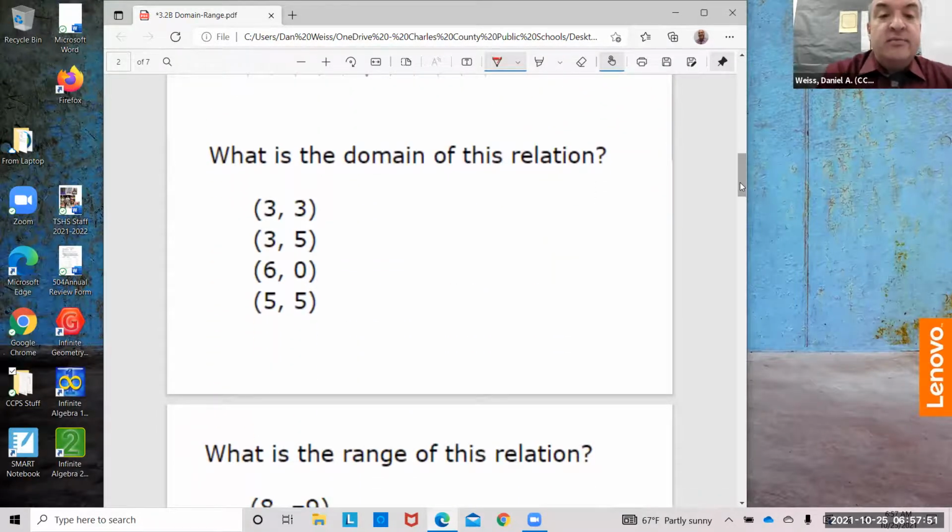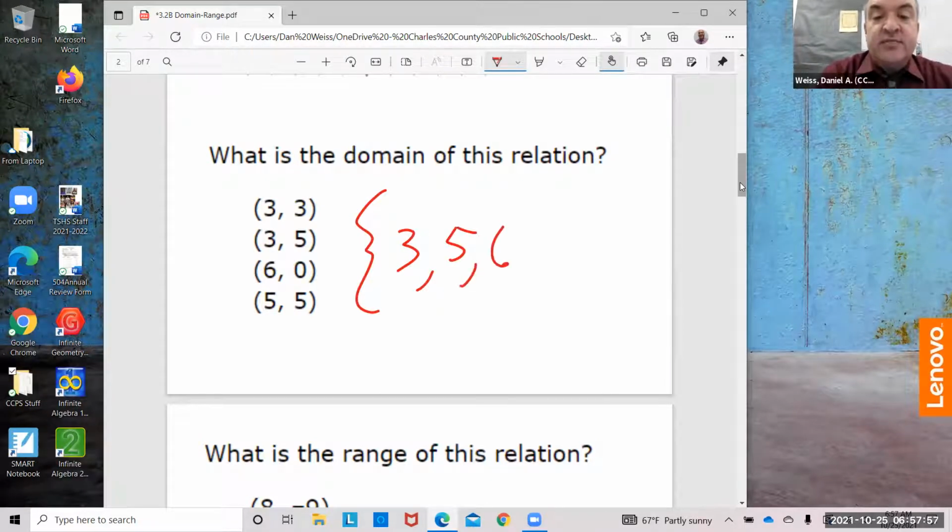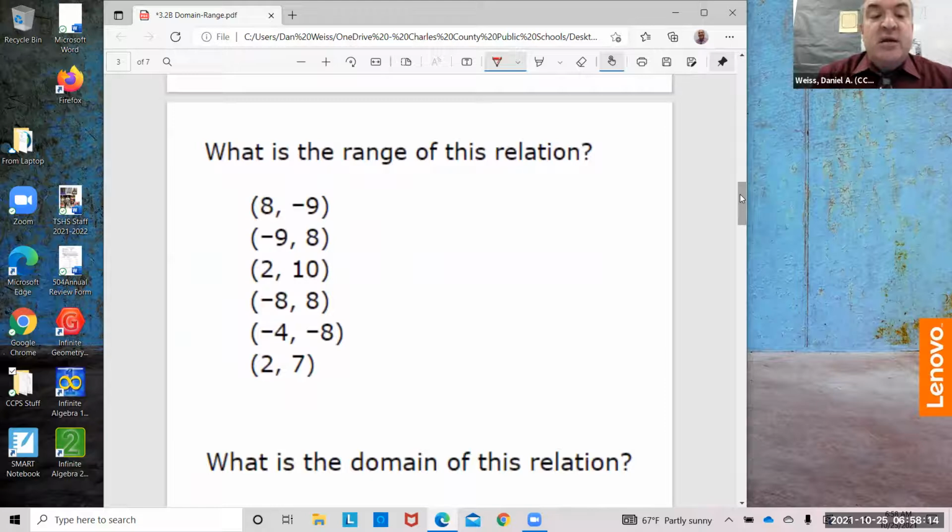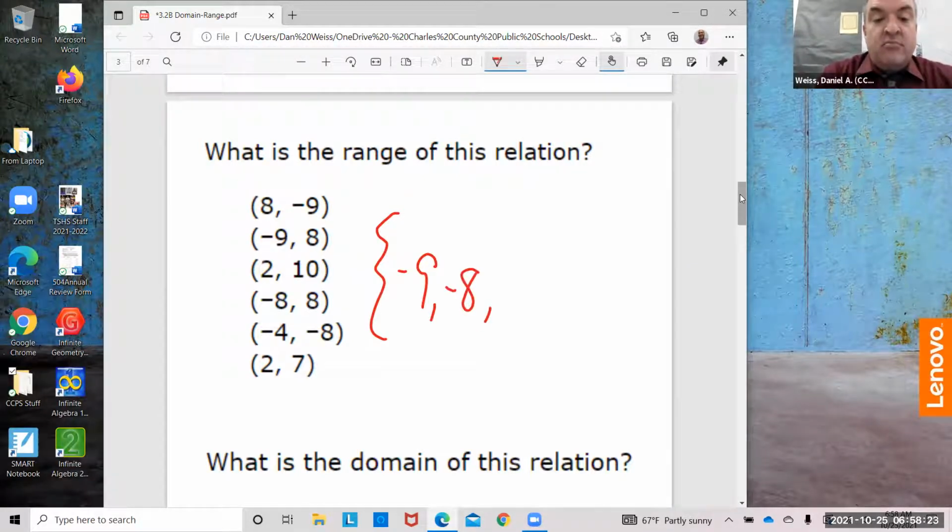What's the domain here? 3, 5, 6. Please write your answer from lowest to highest. Notice I didn't write 3, then 6, then 5. Just put it in numerical order. What's the range here? The range is -9, -8, +7, +8. That's it.